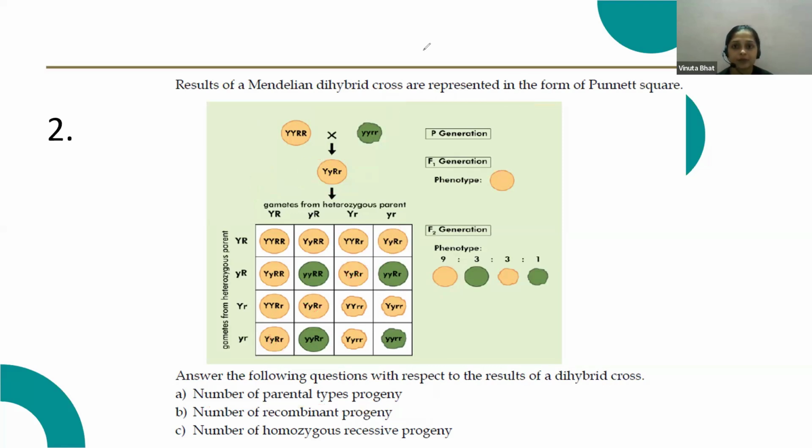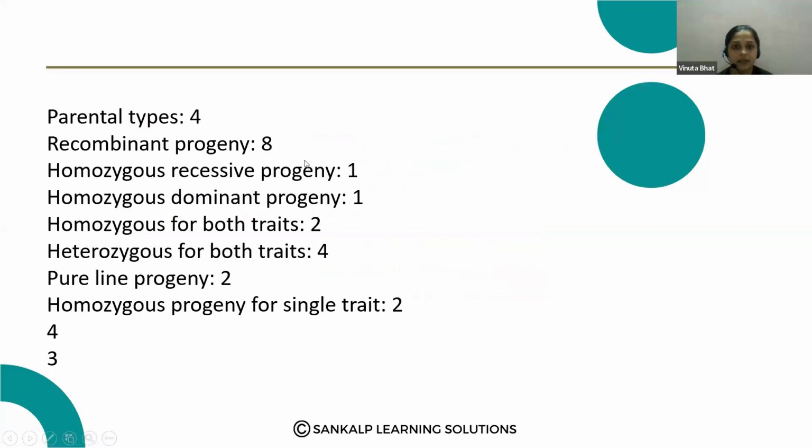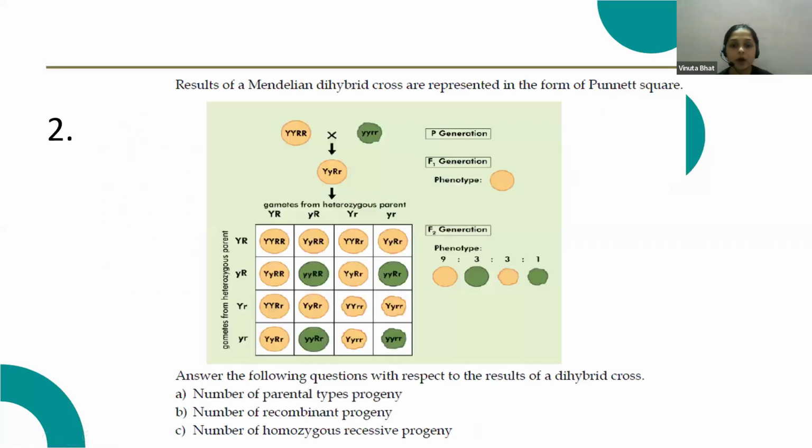Yeah, 4. Let us check the answer. Parental types, that is 4. Okay. Then next question. Number of recombinant progeny. Here, how many new recombinants are formed? Totally, 8 recombinants are formed. 8 recombinant progenies are formed.